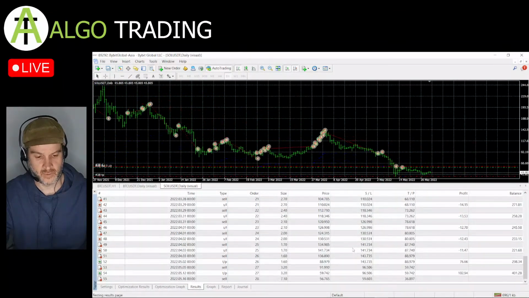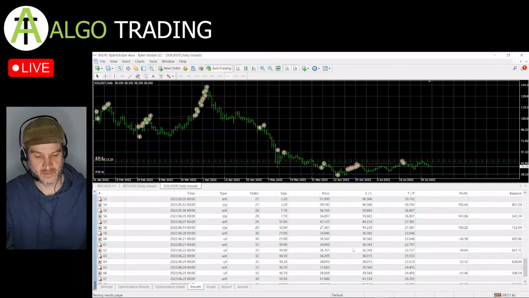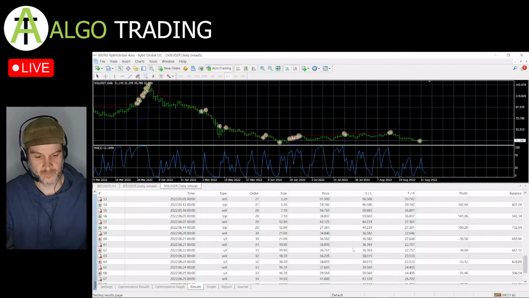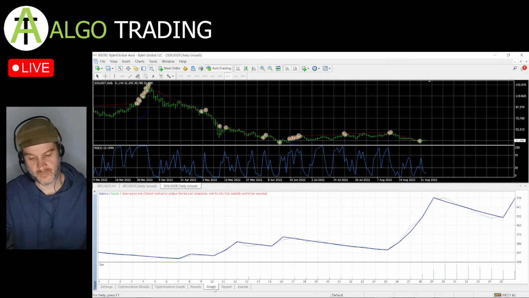A lot more, but there your winners are big. That is the key. Okay, so it's not bad. Let's have a look at the graph. Okay, you get a couple of big trades in there.